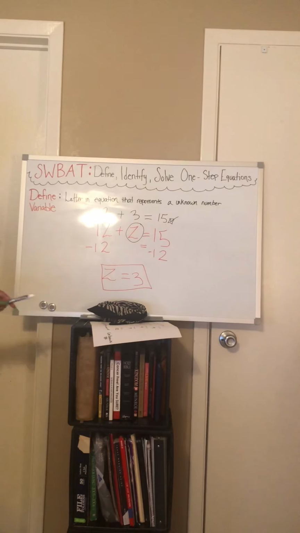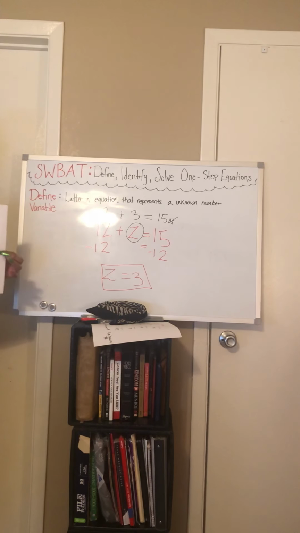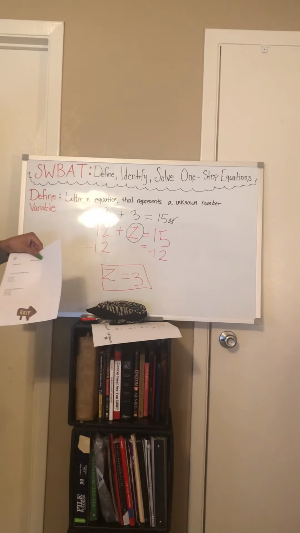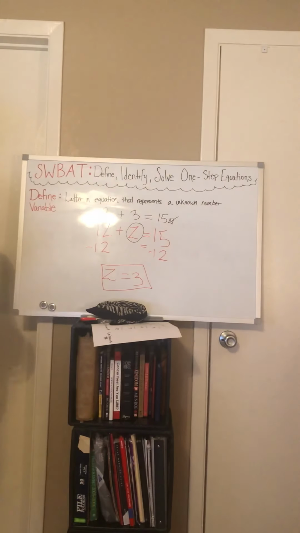To end class, in order to leave, I want you to work on your exit ticket. This is also by yourself, independently. There are only 3 problems, so don't have a heart attack. You will solve these equations. There is a definition question at the top, and then the next 2 are simply multiple choice. For defining a variable, I would like you to use a complete sentence. And for the multiple choice, please do not just circle an answer. Please show your work on how you got that answer.